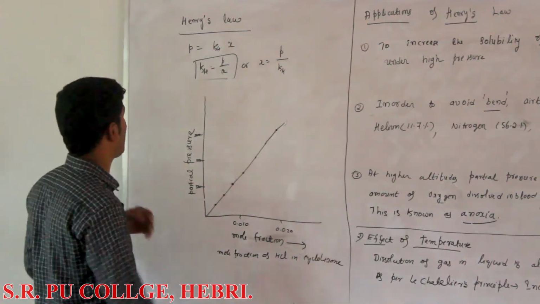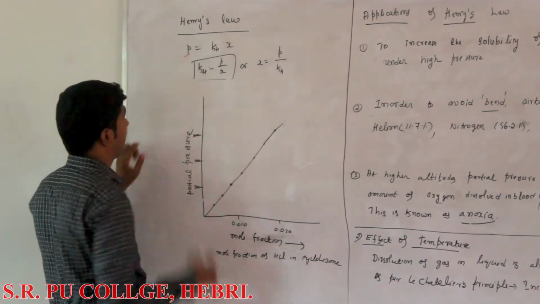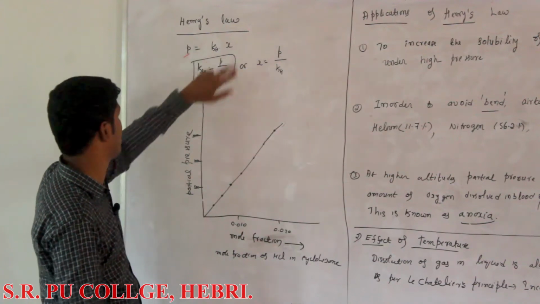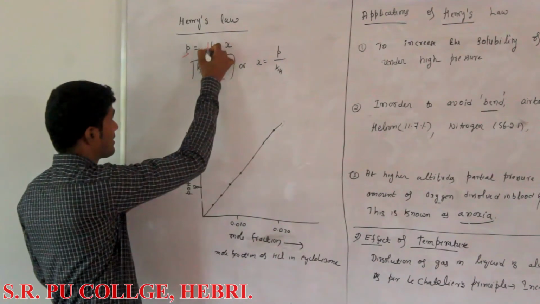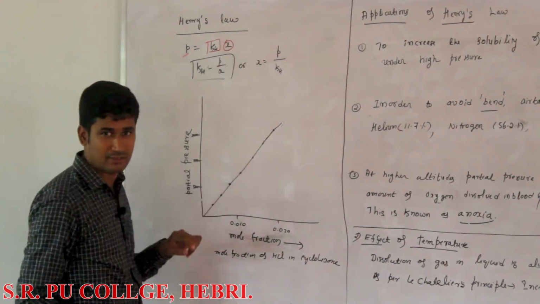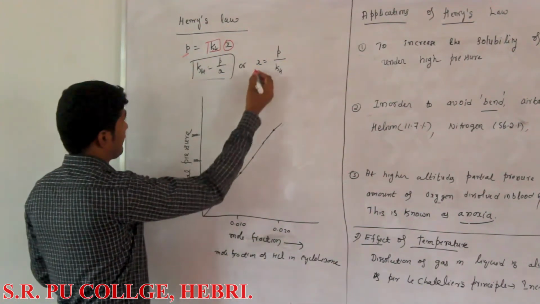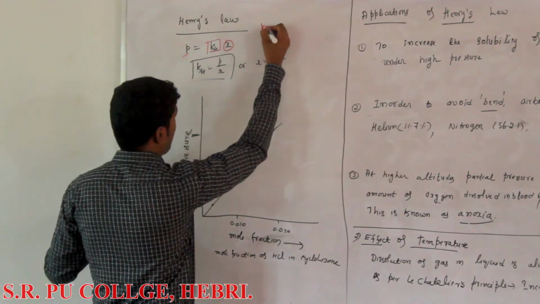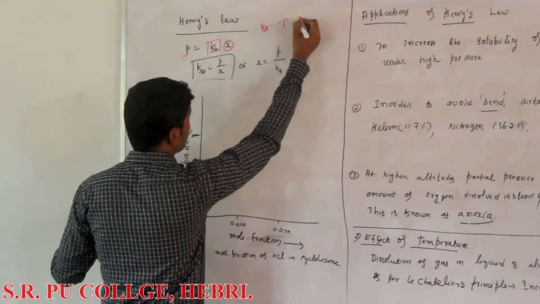In Henry's law, partial pressure of gas above the surface of liquid is equal to kH into X. kH means Henry's law constant. X is mole fraction of gas in the solution. This kH is a function of temperature. kH increases with increase in temperature.